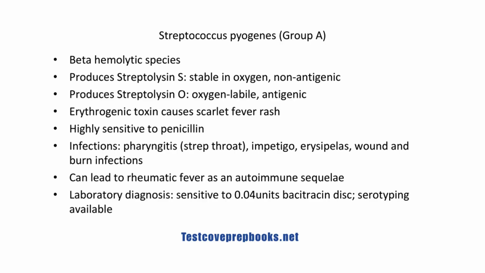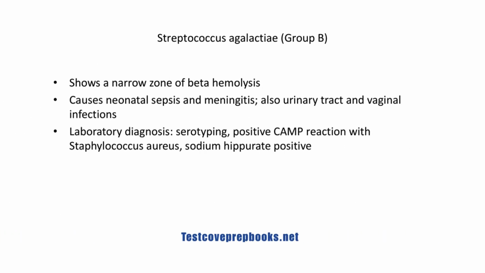Group A strep is highly sensitive to penicillin. It causes pharyngitis, impetigo, erysipelas, wound and burn infections, and can lead to rheumatic fever as an autoimmune complication. In the lab, it is identified by its sensitivity to the bacitracin disc and can be further typed serologically.